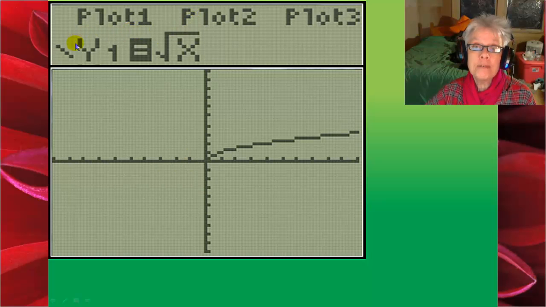This is the graph of y equals the square root of x, or f of x equals the square root of x. It kind of curves gently up from the origin, keeps going gently up forever, and it goes to the right forever.